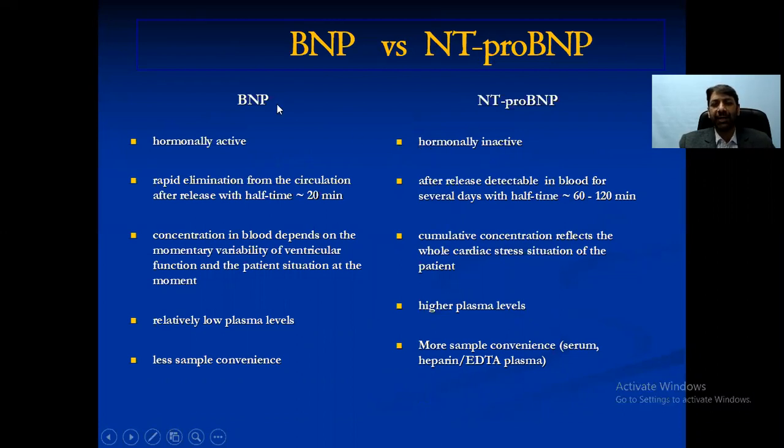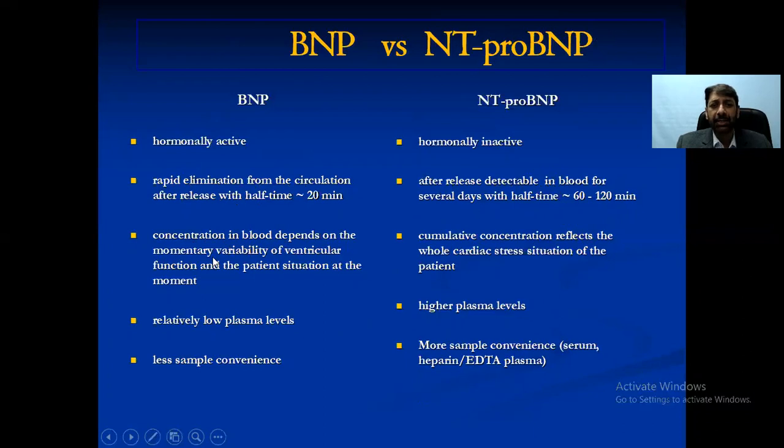Very important to understand. As I already described, BNP is hormonally active, so the function is governed by this BNP. And this NT-ProBNP is just a breakaway cleavage chain of this BNP, which was released from the cardiac myocyte, so it's hormonally inactive. BNP has rapid elimination from the circulation after release, within 20 minutes. So not a persistent remaining marker, not good for testing. While NT-ProBNP after release is detectable in blood for several days with a half-life of 60 to 120 minutes, so more reliable.